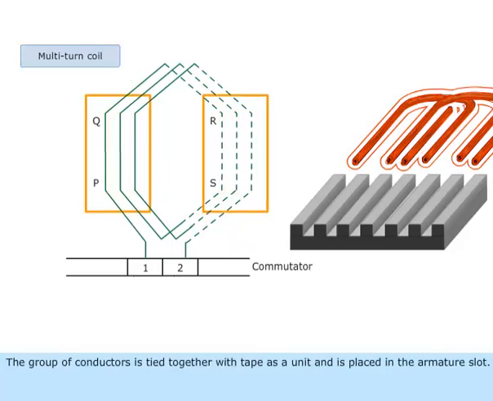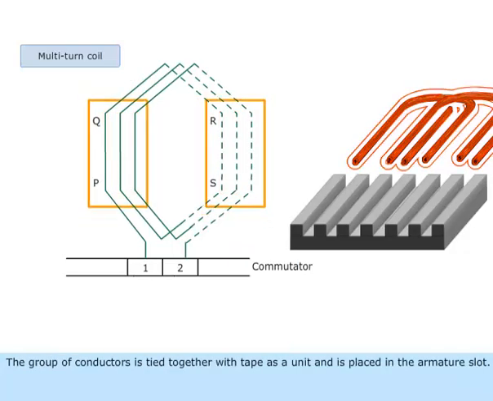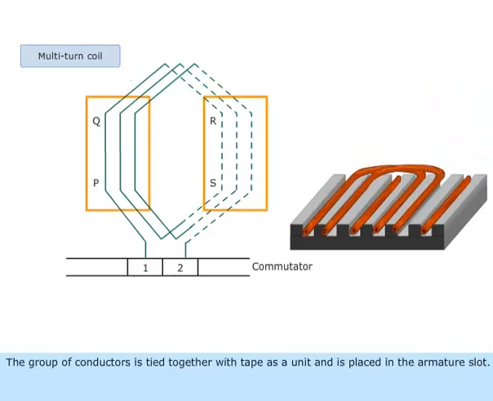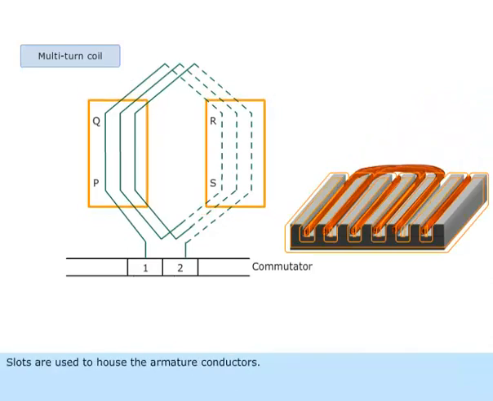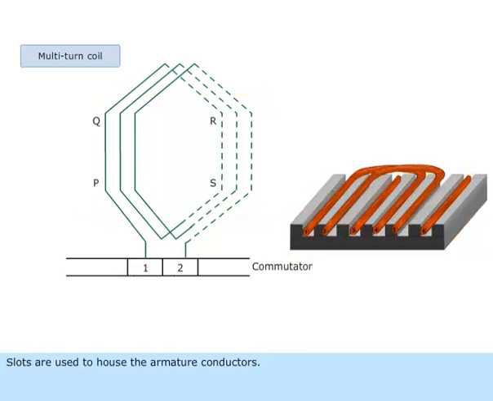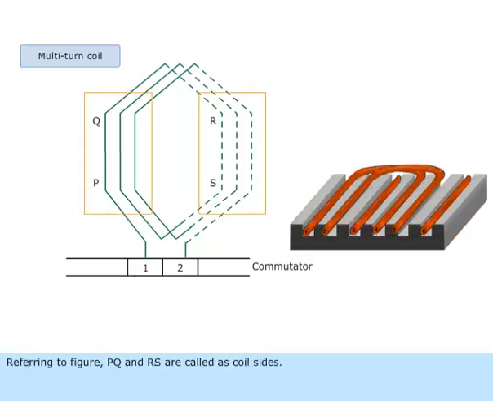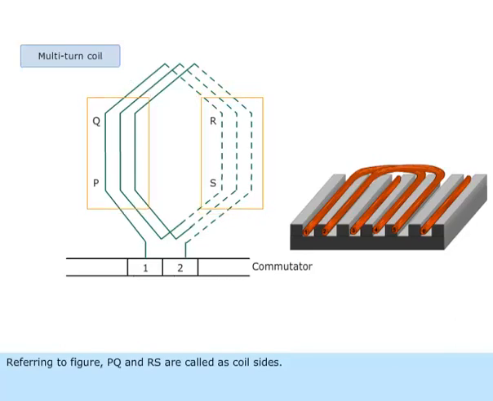The group of conductors is tied together with tape as a unit and is placed in the armature slot. Slots are used to house the armature conductors. Referring to figure, PQ and RS are called as coil sides.